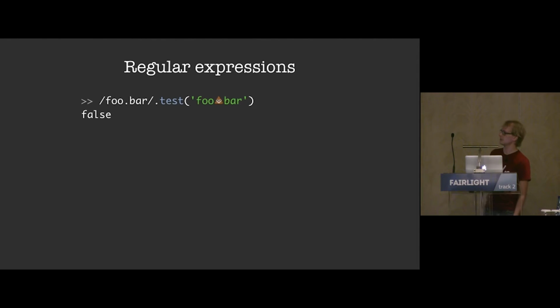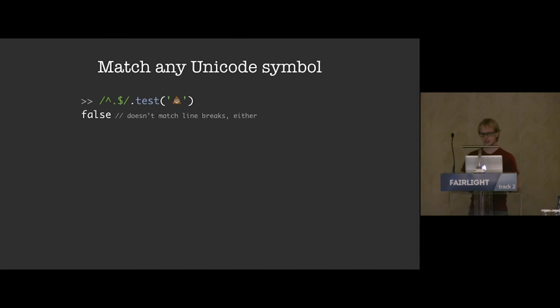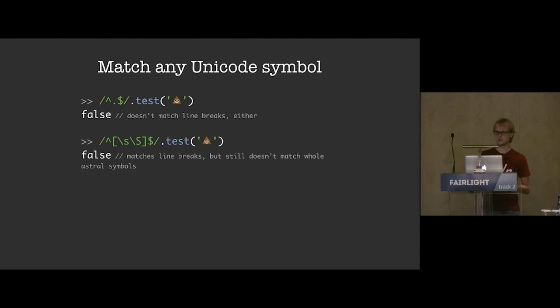What would the regular expression look like to match any Unicode code point at all? Any Unicode symbol? Well, we can't use the dot operator as we've just demonstrated because it wouldn't match astral symbols and it wouldn't match line breaks either. We can solve the line break problem by using something like this, where we match all white space characters and then match all non-white space characters as well, so you would match all characters basically. But again, because JavaScript considers an astral symbol to be two separate characters, it still won't match astral symbols. So what would that regular expression look like to match any code point at all? Any ideas?